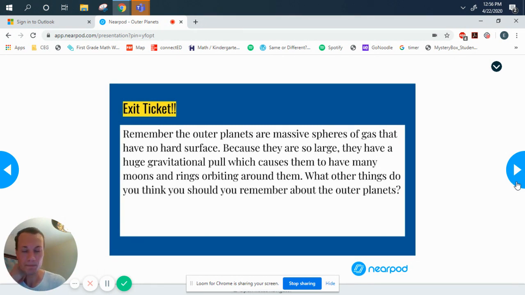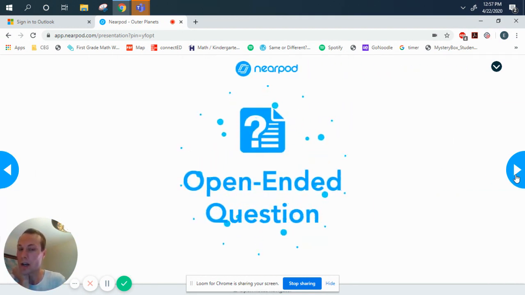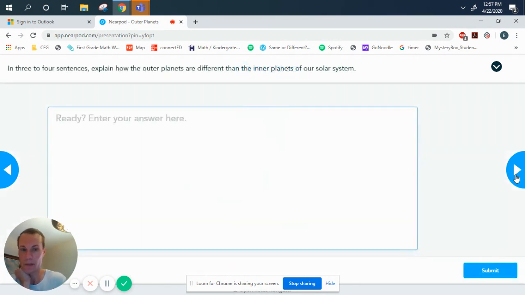All right, here we go. Remember, you can do it on Nearpod, or if you have a paper, just write the answer, and then you can send a picture to me or put it with your packet. In 3 or 4 sentences, explain how the outer planets are different from the inner planets of our solar system. So in 3 to 4 sentences, 1, 2, 3, 4, explain how the outer planets are different from the inner planets. Remember, complete sentences, use RACE: restate the question, answer the question, explain your thinking.